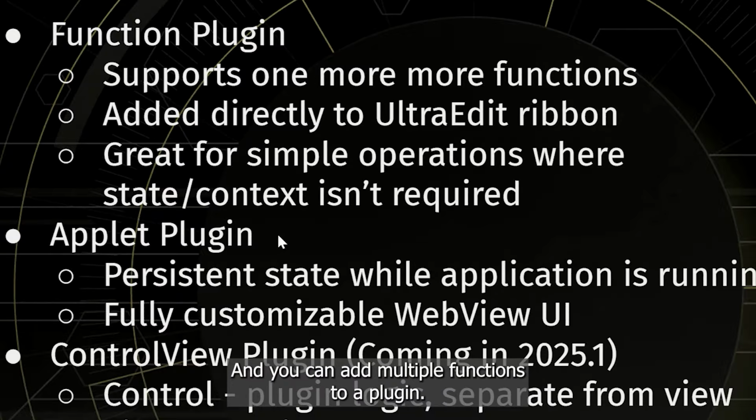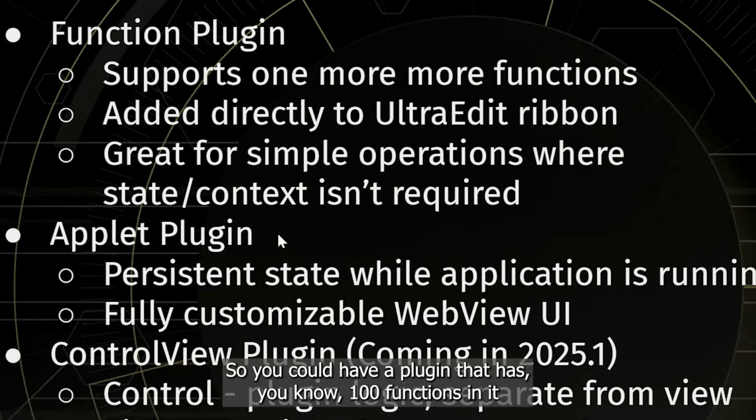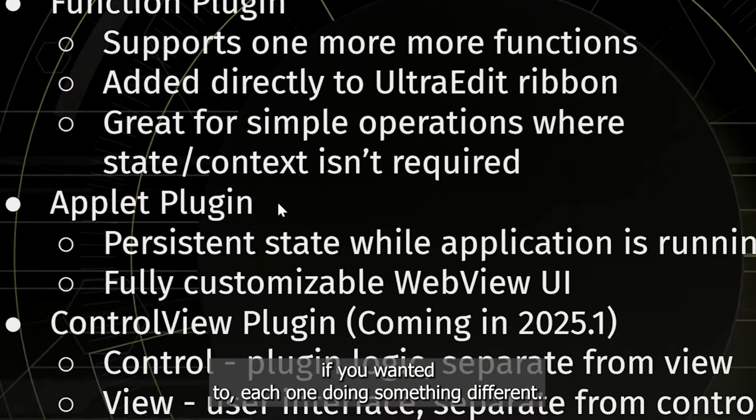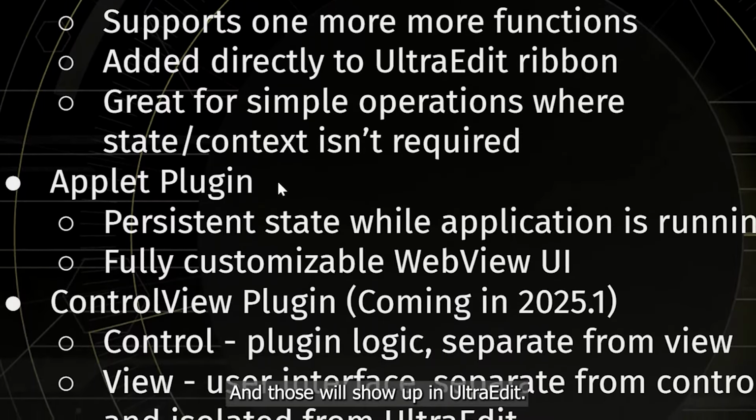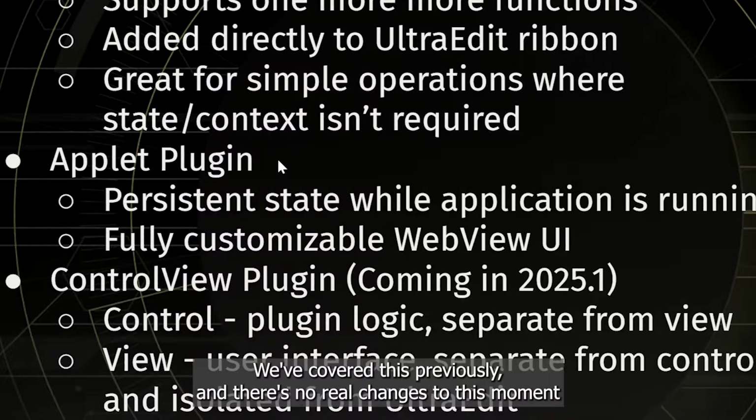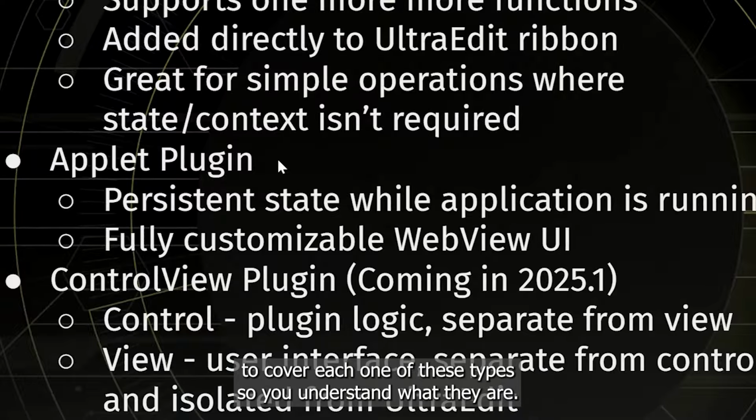And you can add multiple functions to a plugin. You could have a plugin that has 100 functions in it if you wanted to, each one doing something different, and those will show up in UltraEdit. I'll show you that in a second too, where you can see existing plugins. We've covered this previously, and there are no real changes to this, but I want to cover each one of these types so you understand what they are.